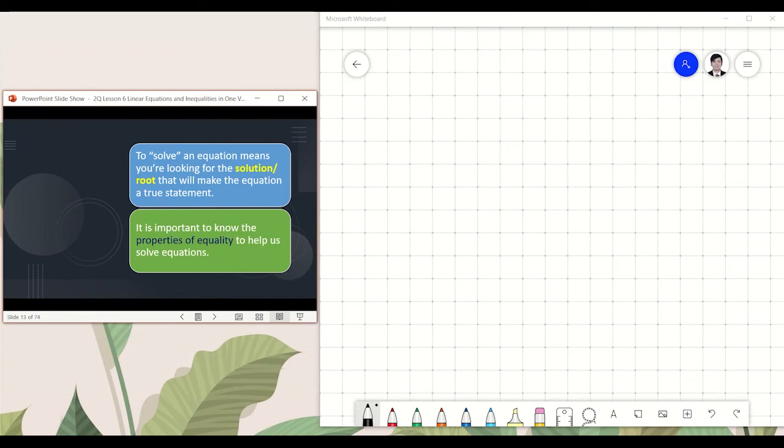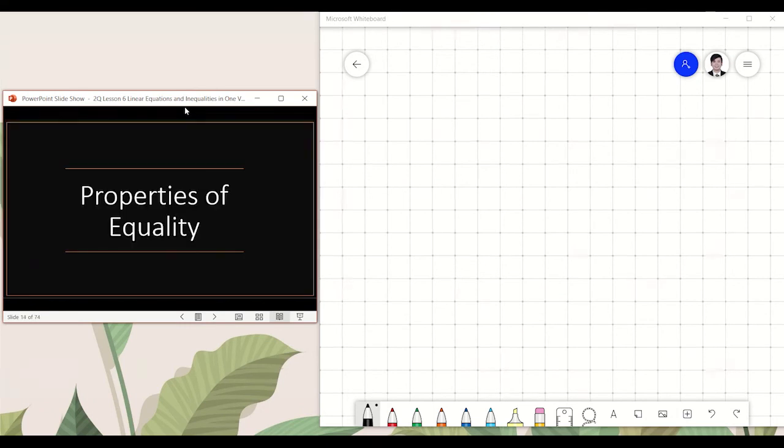Kasi yung gagawin natin, we will try to manipulate the equation to what we want. And then, we make sure that despite the manipulation, maintain pa rin yung equality ng ating equation. So, ito yung iba't ibang properties of equality.